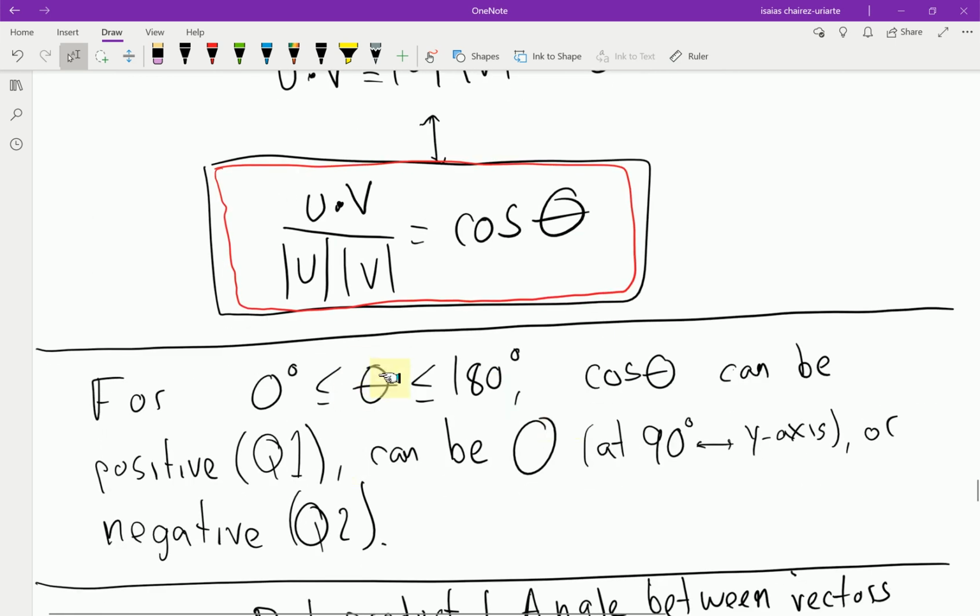Now remember, our angle theta was between 0 and 180. And now what I know is that cosine of theta can be positive in quadrant 1, that's between 0 and 90. It can be 0 at 90 degrees, or on the y-axis. Cosine of 90 degrees is 0. Cosine of pi over 2 is 0. So on the y-axis my cosine is 0. Or it can be negative. Cosine is definitely negative in quadrant 2, that's if my angle is obtuse.